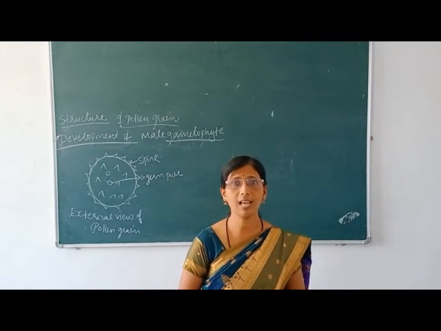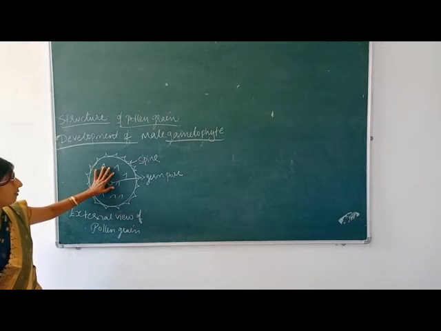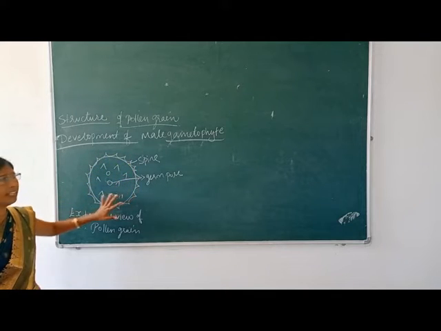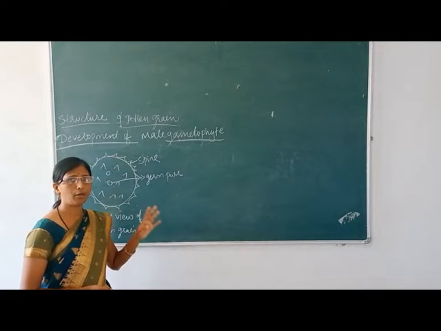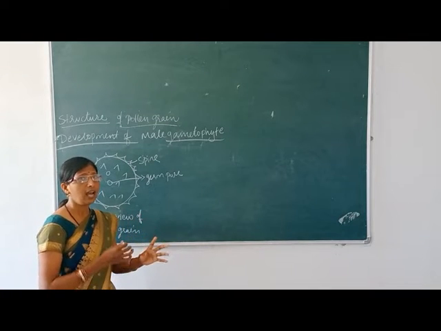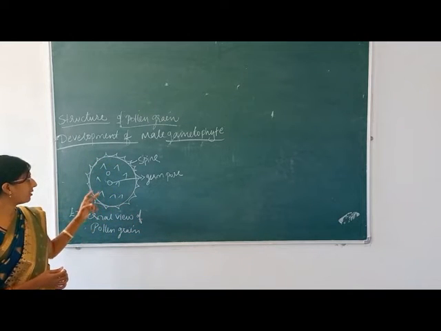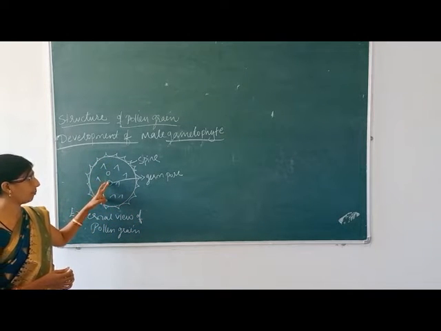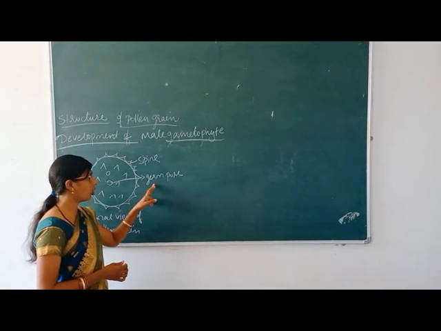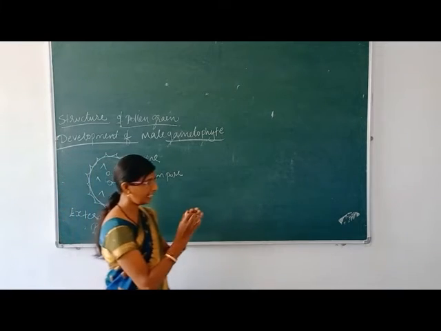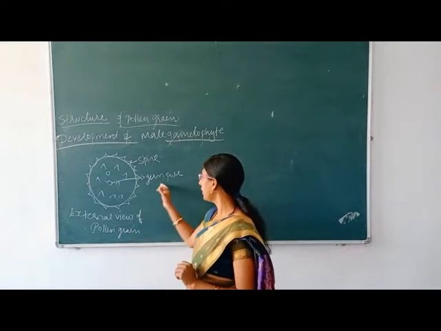I told you this in the introduction class. In this structure the outer covering is hard. It has different decorations in different species of flower: spines, ridges, furrows and different ornamental processes. Here you can see a small round hole, a pore or aperture, called the germ pore.